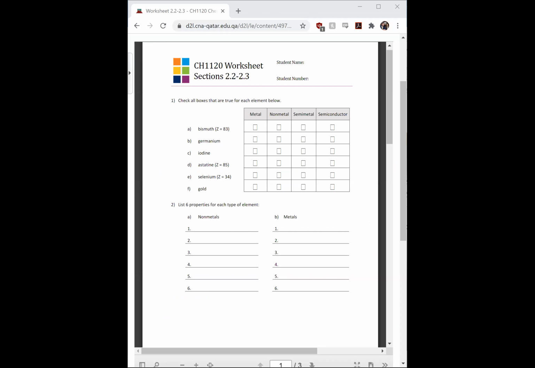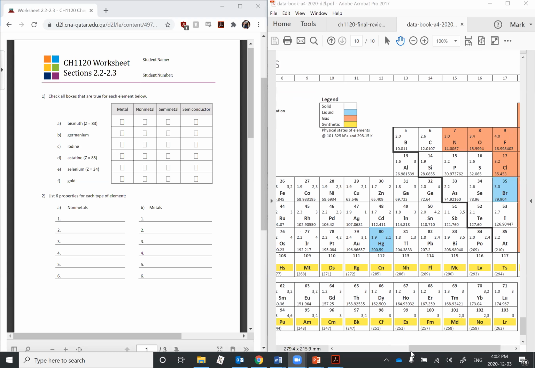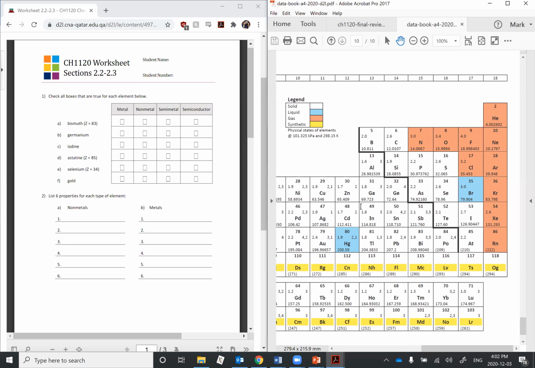I'm going to open up your data booklet. Now, this is going to look a little small. There's not much I can do about that. So here we go. Let me share my screen. All right, so on the screen right now, you should see the worksheet, and you should see about half of the periodic table. I think I could even zoom in a little more. There we go. Okay, bismuth, Bi.